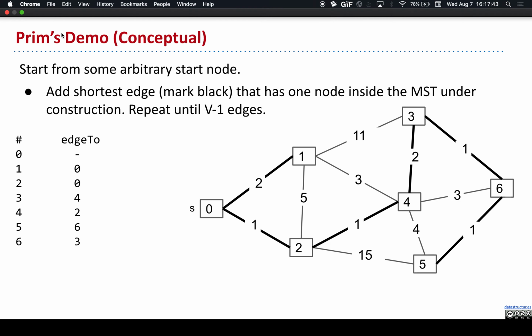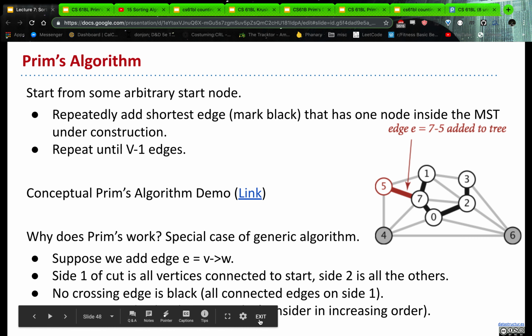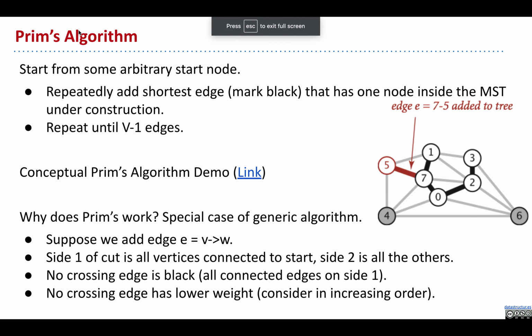All right, perfect. So we're going to go back to here and resume what we were talking about for Prim's algorithm. This is what we did. We just started at some arbitrary node, and we just kept adding the smallest edges that we were connected to so far. Hopefully that conceptual demo made sense.